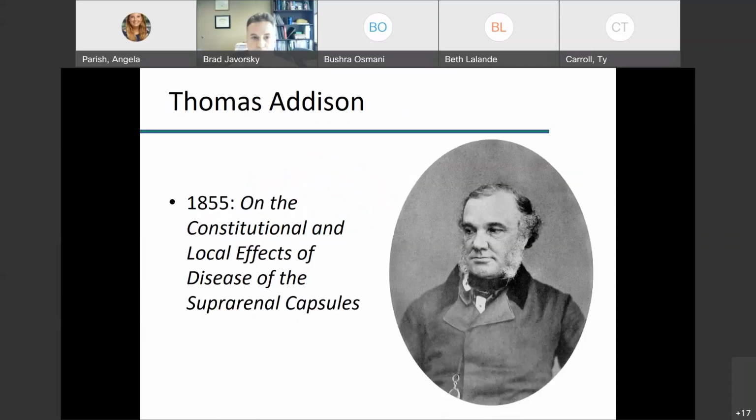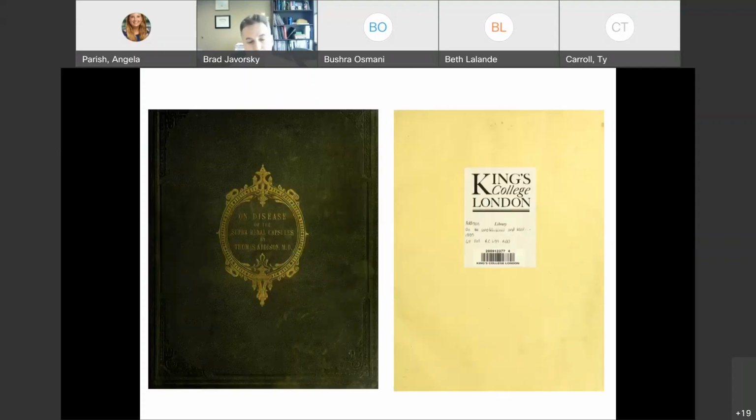And then, of course, Thomas Addison is credited with describing a syndrome of adrenal insufficiency for the first time and presenting it in his famous monograph in 1855 on the constitutional and local effects of disease of the suprarenal capsules. And this is a really interesting read if you ever get a chance. It's the case presentations and description of patients with symptoms. You can actually see these books online, the original book and the original pictures.